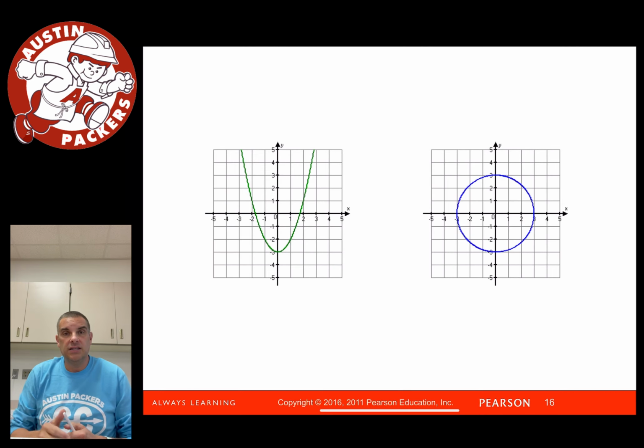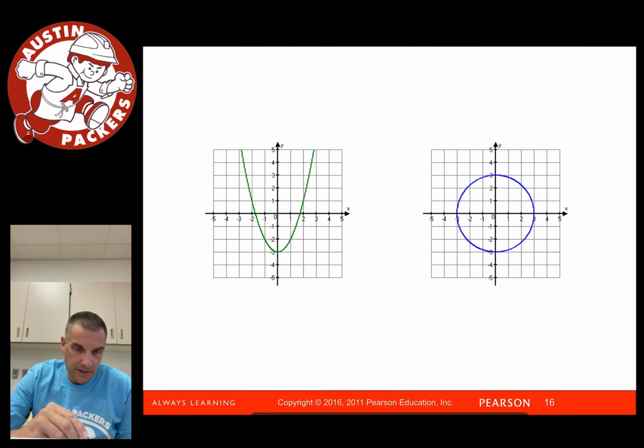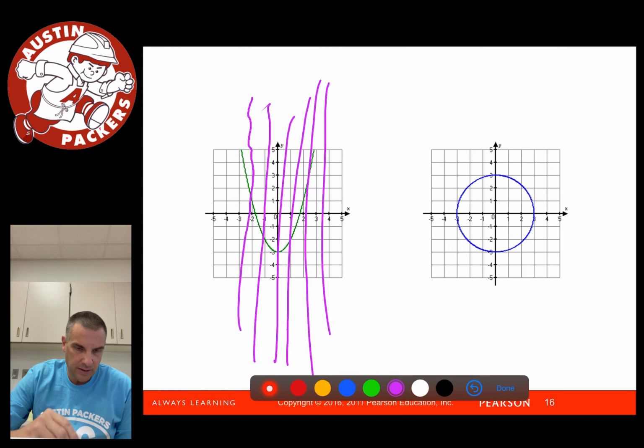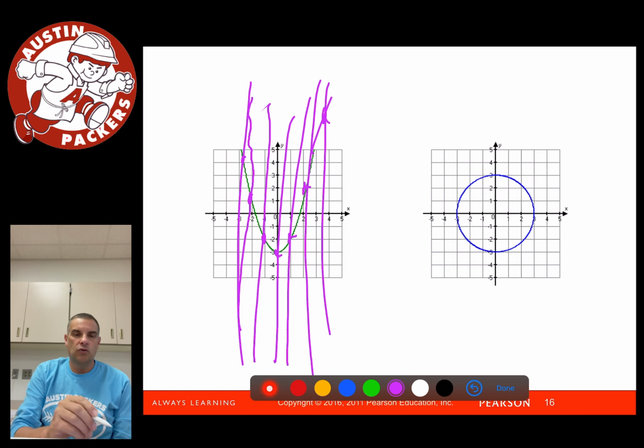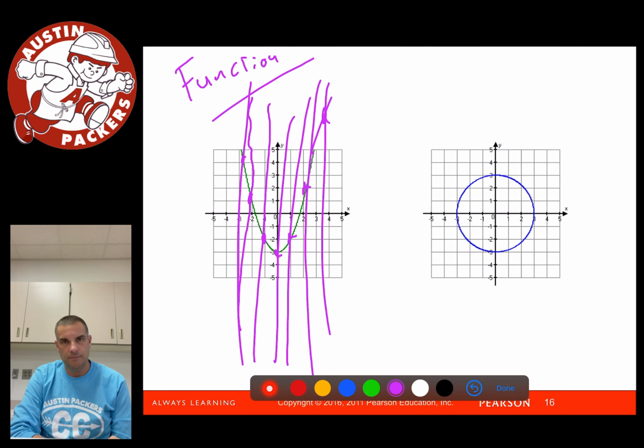So if we look at these two things, if I draw a vertical line, and I have to be able to draw that vertical line anywhere. If I draw a vertical line anywhere on this first graph, okay, you'll notice that it only hits this graph in one spot. So therefore, since it only hits it in one spot, this is a function.